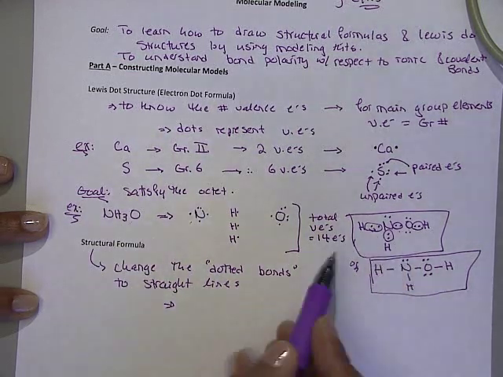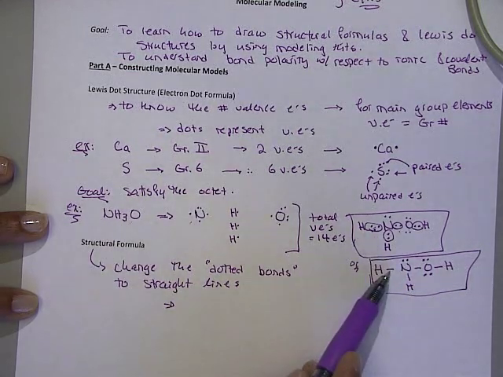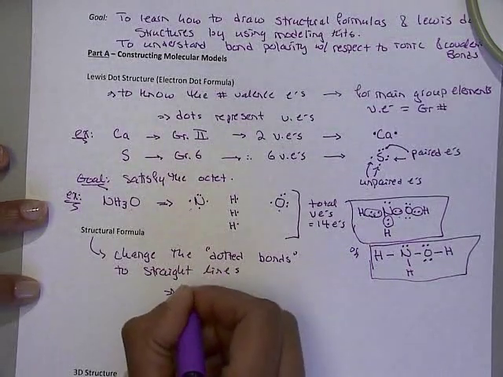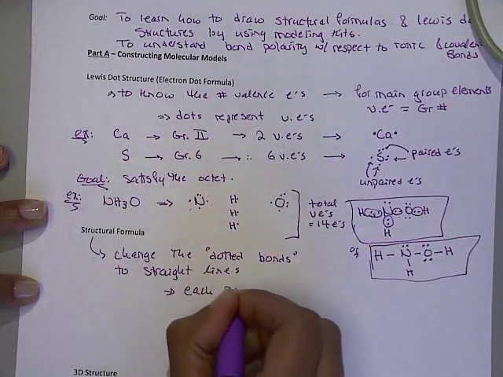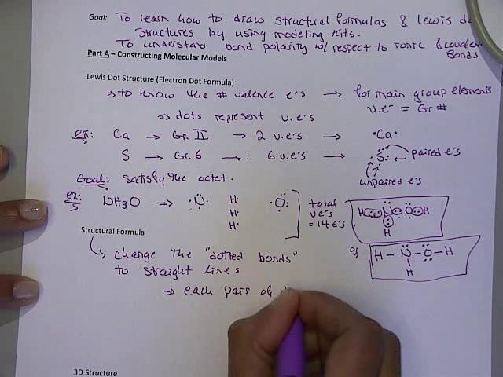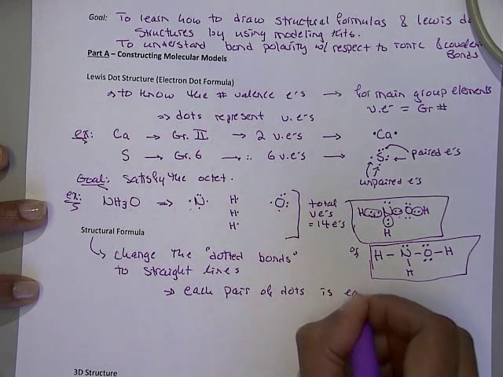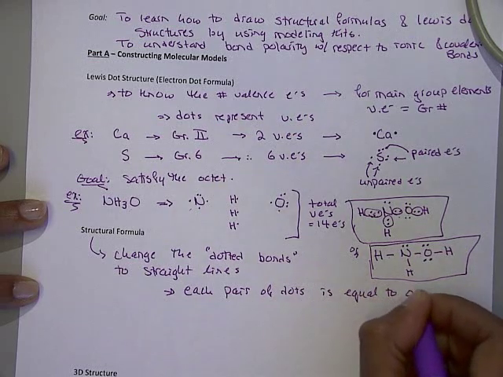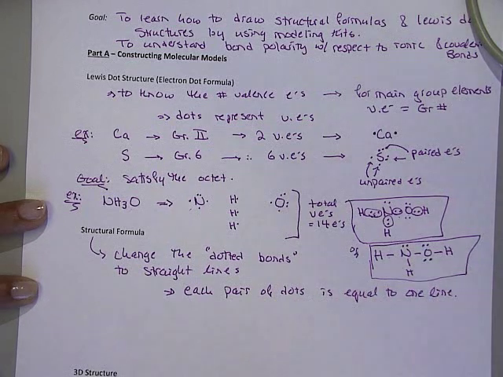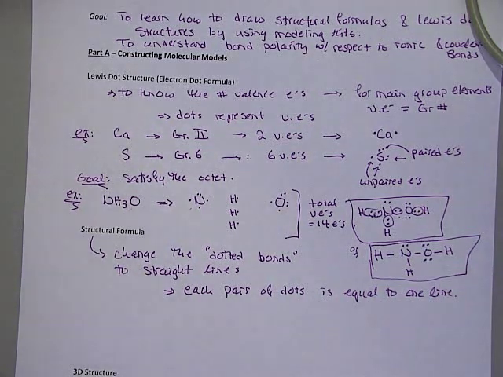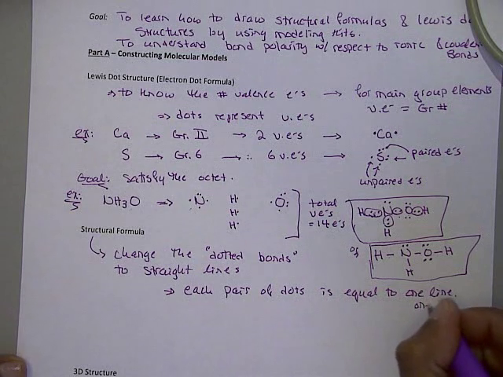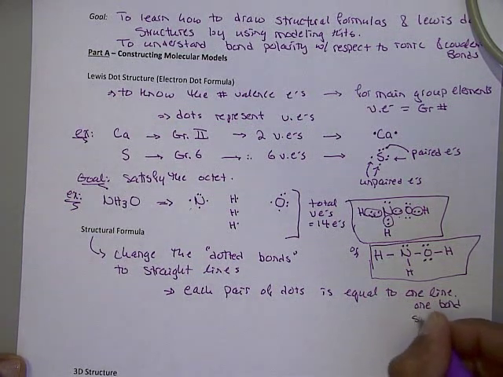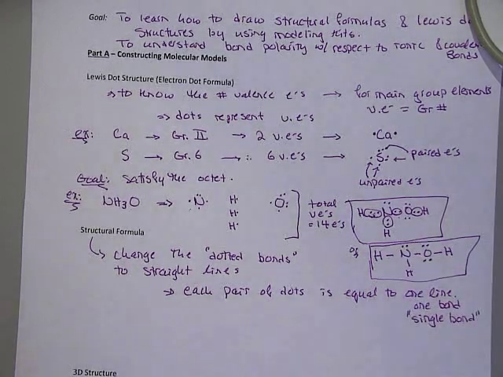And if you note what we did here, we changed our dotted bonds to straight lines, so this is the structural formula. Each pair of dots in a structural formula is equal to one line. More appropriately, this one line is called one bond, or a single bond. So each pair of dots, each pair of electrons, is referred to as a single bond between two atoms.